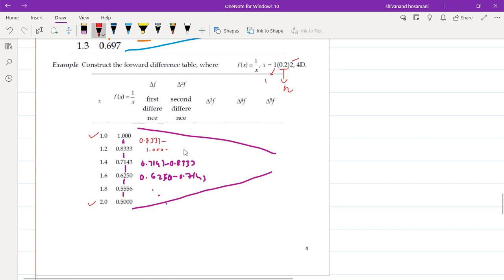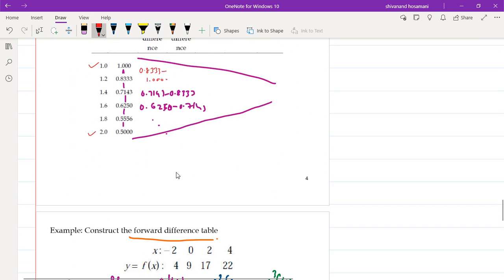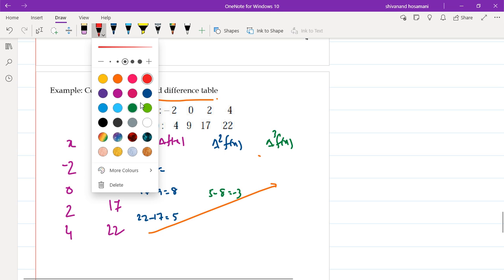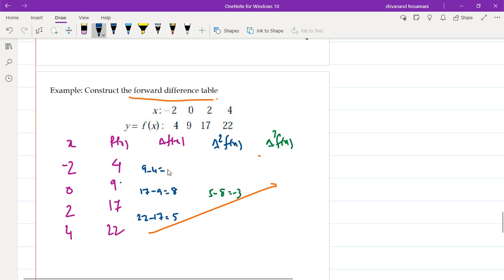And the last example, I have intentionally done a calculation mistake here. 9 minus 4, that is 5. So please correct it. I have done this intentionally, but none of you have replied so far. Anyhow, let us see. This 9 minus 4 is 5.